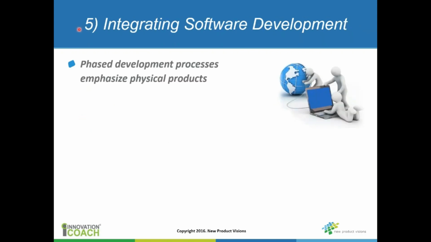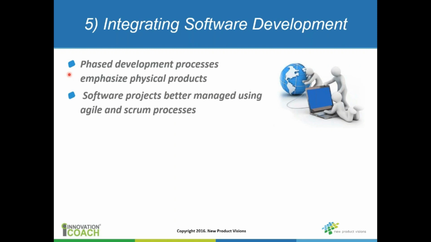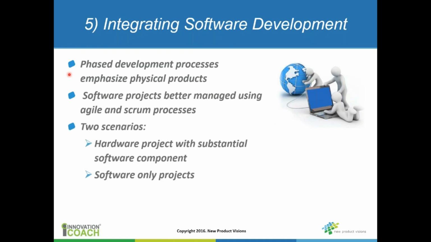Fifth is the concept of integrating software development within PhaseGate. The bottom line is the PhaseGate development processes were emphasized for physical products, but software has become obviously a lot more important. And to some degree, software projects might be better managed using Agile and Scrum. You can still fit them within the context of the framework of PhaseGate, but again, depending on how you document the process, if you have a software-only project, you might want to modify how the project is run through those gates.